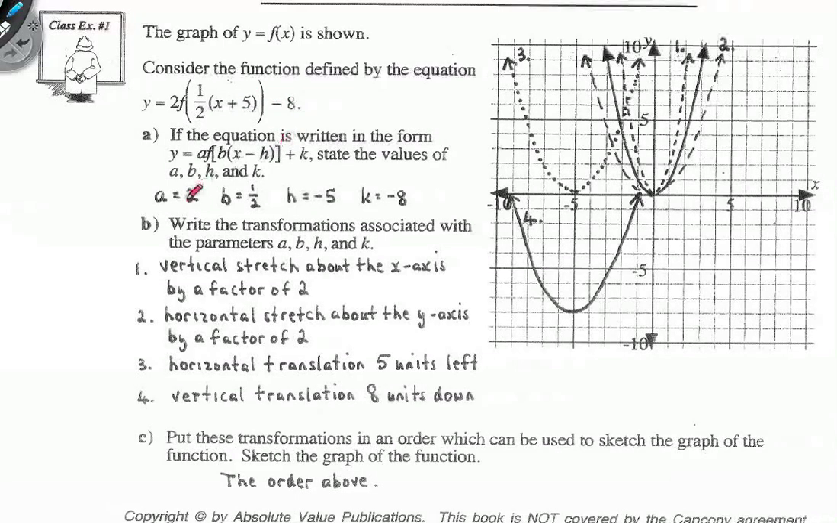So here they've written all the a, b, h, and k values for you. With those parameters, they've listed here what exactly that means, and that's what I've just said. Vertical stretch, factor of 2, horizontal stretch, factor of 2, horizontal translation, 5 units left, then translation 8 units down. Put these transformations in an order which can be used to sketch the graph of the function, then sketch it. So just use this order in going from a to b to h to k. Read the equation, do this one first, vertical stretch by factor of 2, do this one next, horizontal stretch, factor of 2, move left by 5, move down by 8.